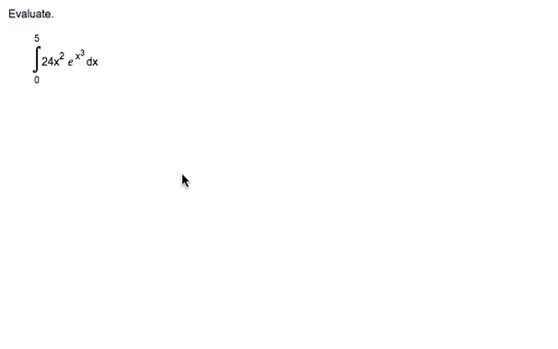So in this problem, we want to find the definite integral from 0 to 5 of 24 times x squared times e to the x cubed. So clearly this is not very simple. We're going to have to use substitution. Normally we let u equal an inside function, which is a little bit less obvious here what the inside function is. But you want to choose u so that you see its derivative, minus any constants, also in the integrand.